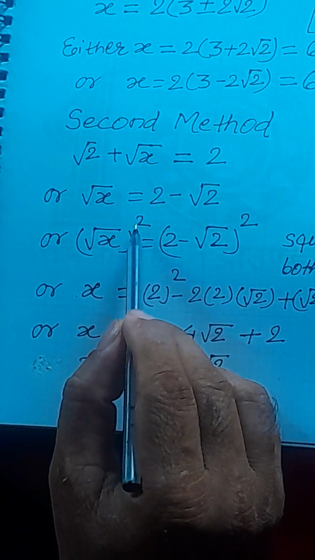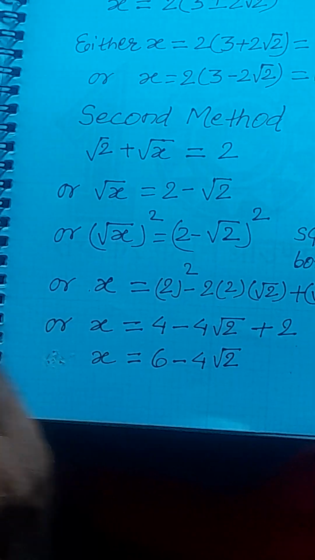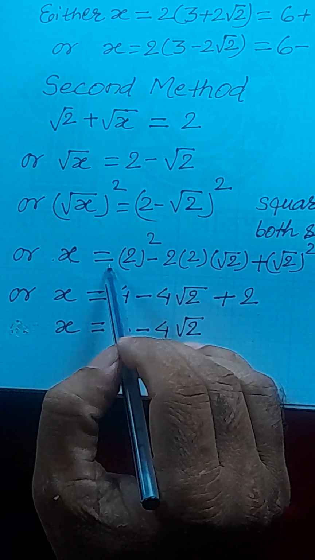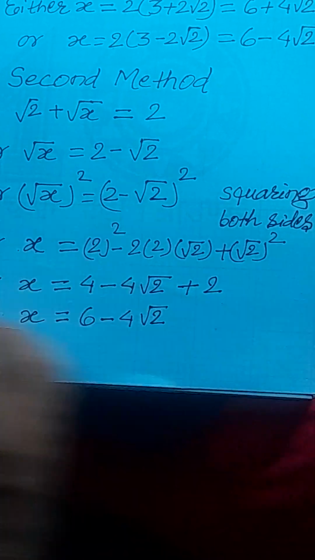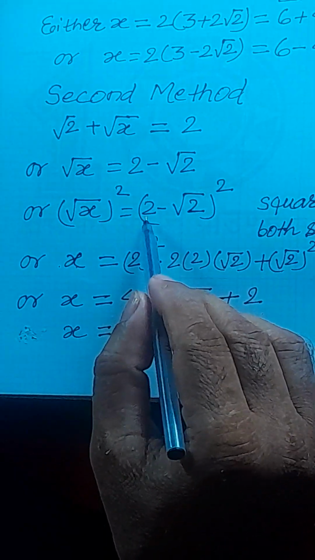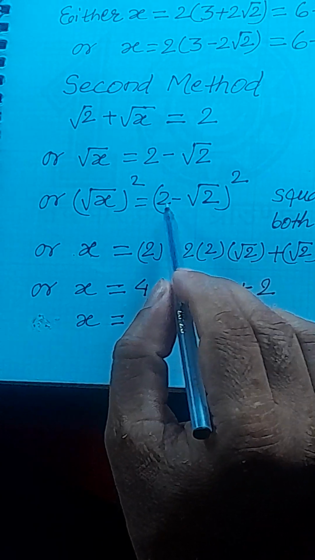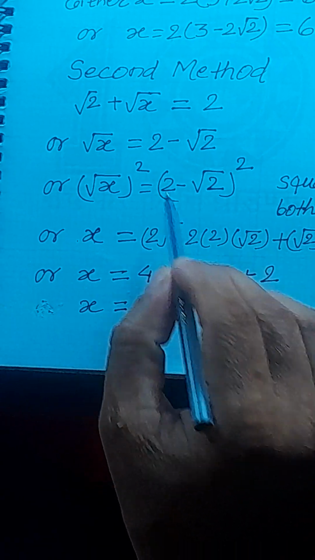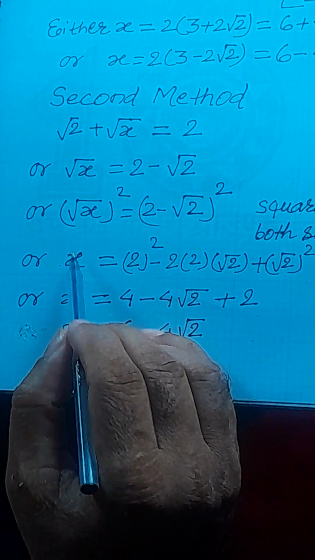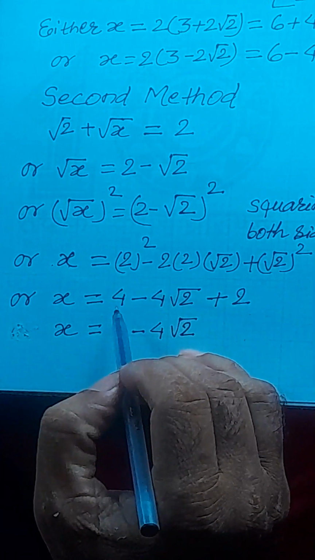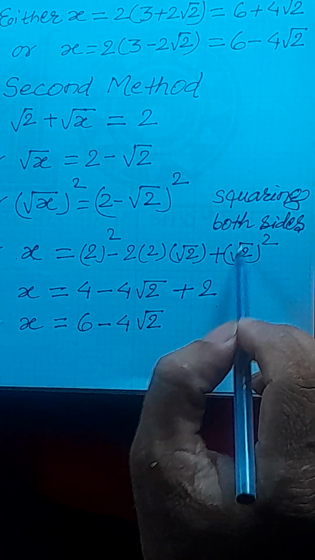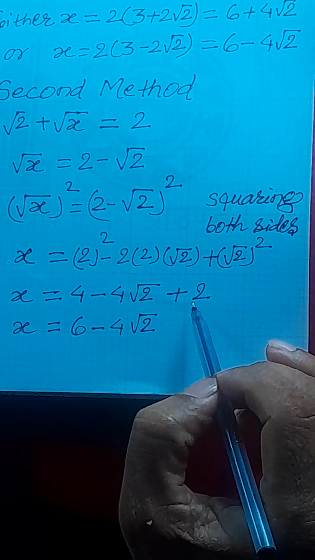Again, root x whole square means, as we have already done many times, a square eliminates a square root. x equal to, a minus b whole square equals a square minus 2ab plus b square. So a square, 2 square, minus 2ab, where a means 2, b means root 2, plus b square means root 2 whole square. So here x equal to 2 square, 4, minus 2 times 2 times root 2, plus root 2 whole square, the square eliminates the square root, so it becomes simply 2.